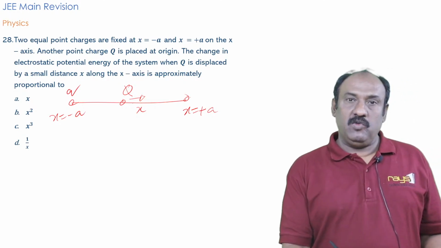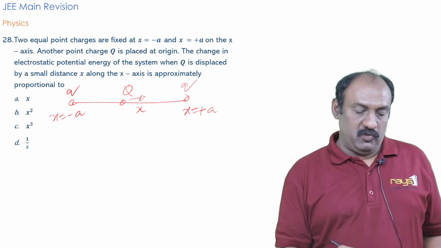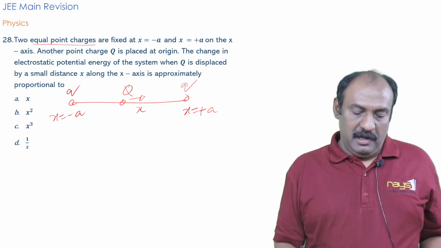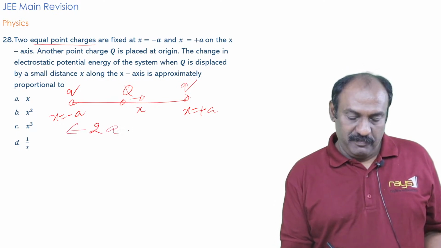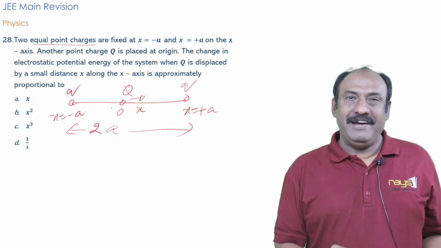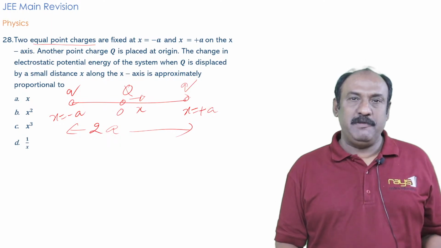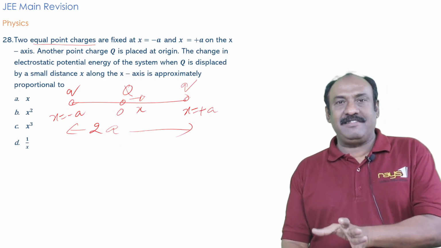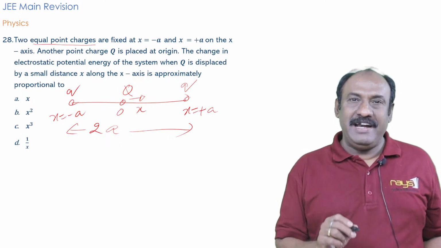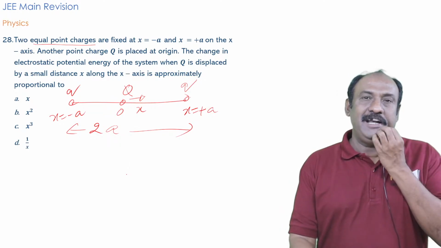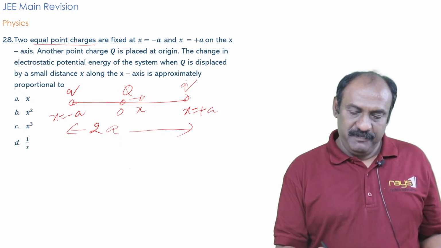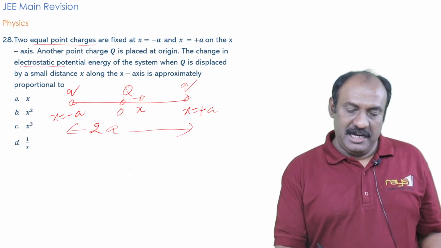So when this Q is Q and small q, the 2 equal point charges, 2 equal means Q and Q, are separated by a distance 2a, and another charge capital Q is placed at origin. Initially, before displacement, the system of these 3 charges is in equilibrium. Now when the system of these charges in equilibrium is displaced slightly, then only it executes some oscillations. But here we only need the change in electrostatic potential energy.